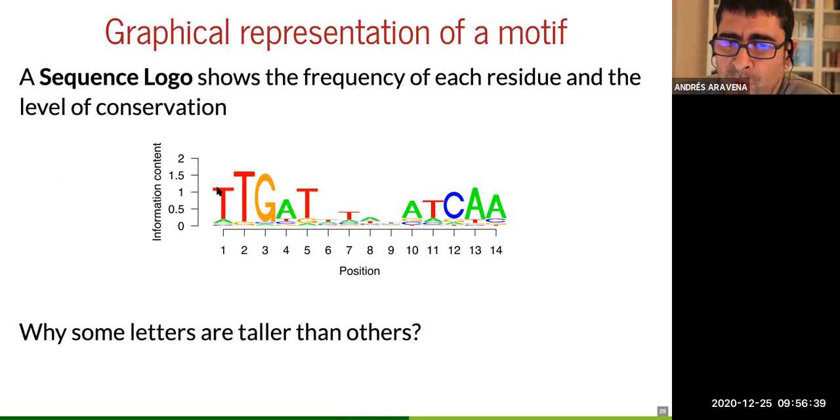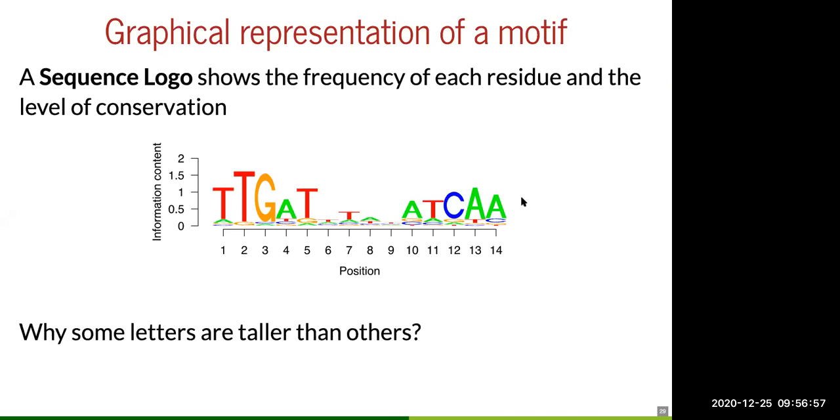But I want you to think about this. So essentially, what we are saying is that the T in the first position is important. The T in the second is super important. The G is super important. In the middle, I don't care very much. And then at the end, I care.